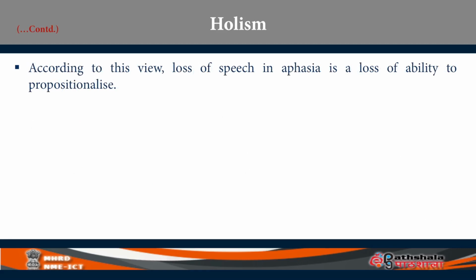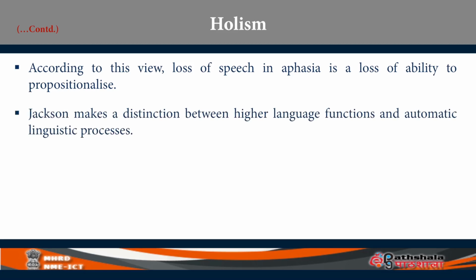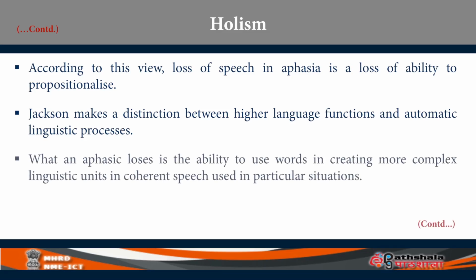So, according to holism, the loss of speech in aphasia is the loss of our ability to propositionalize, to develop propositions. Jakobson makes a distinction between higher language functions and automatic linguistic processes. What an aphasic loses is the ability to use words in creating more complex linguistic messages in coherent speech used in particular situations. Most of them don't lose the so-called automatic speech. They lose the ability to create complex linguistic messages.